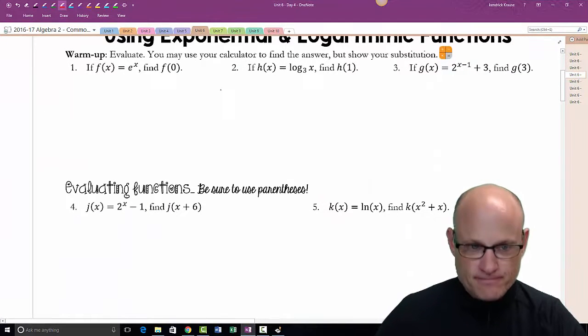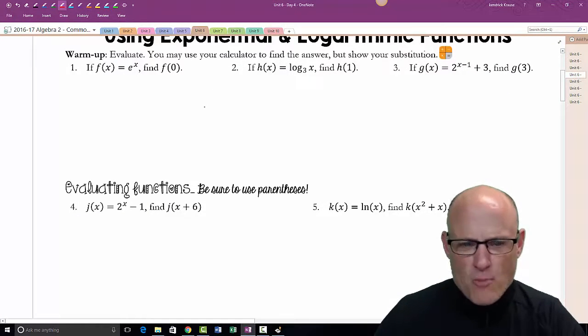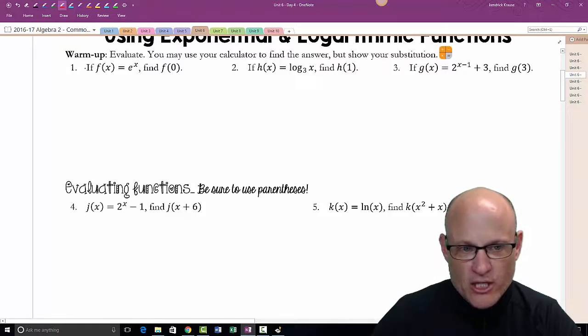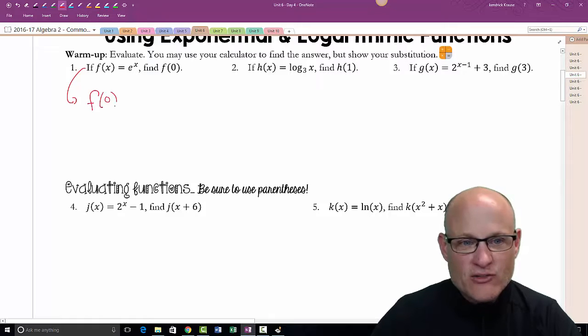All right, say warm-up would be in class. It'd be with a calculator, so we'll just do this together. But you do need to show your substitution. Even if it says this work, you need to show what you're doing. So what we're really doing is f of 0, because that's what I want to find. So all we're going to do is plug in the 0 in for x.